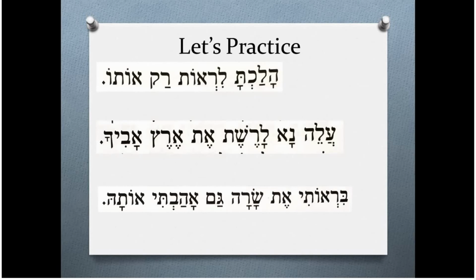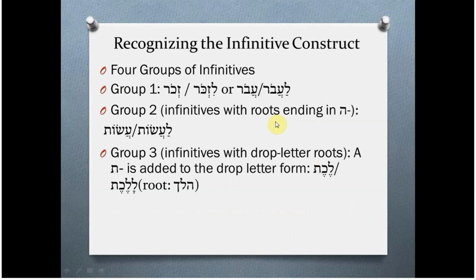Okay, let's do a little bit of practice. Halachta lir'ot rak oto. So halachta, here we have you walked. Lir'ot, let's hold off on that. That's our infinitive. Rak oto. Rak means only. Oto is the direct object indicator plus the third masculine singular pronominal suffix, so him. And so here we go. You walked lir'ot.